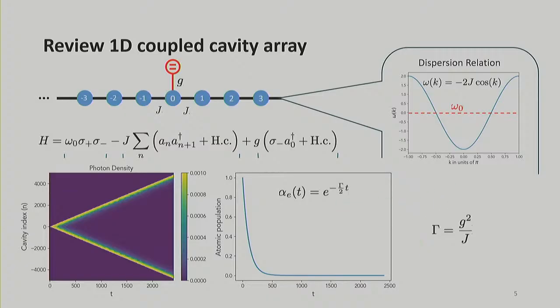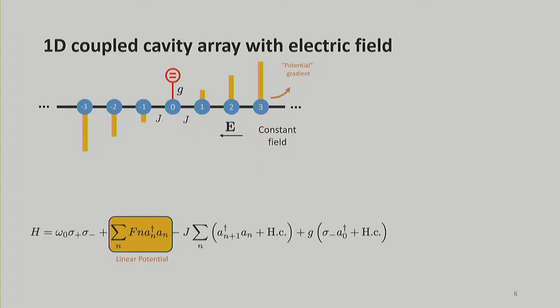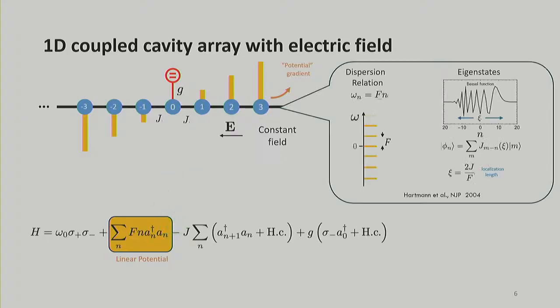Now let's see what happens if we add an electric field to this system. We can create this electric field by just adding a gradient on the cavity frequencies, by adding this term to the Hamiltonian, this linear potential. If you do this, we have a constant field pointing in this direction on the lattice. And just by doing that, the properties of the lattice change a lot.